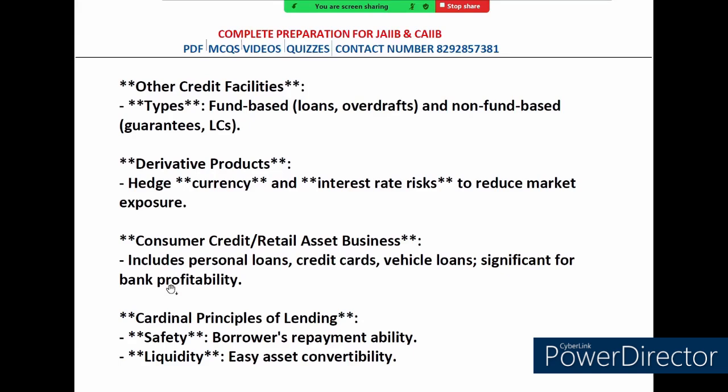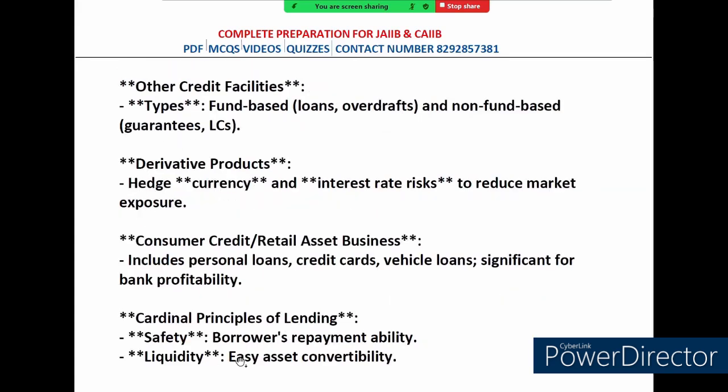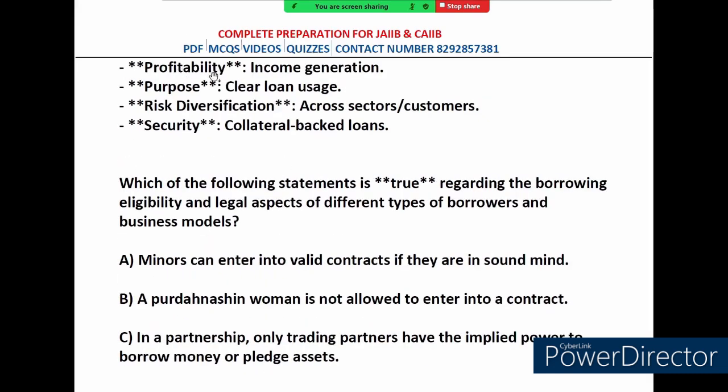If we talk about the cardinal principles of lending, we have safety, liquidity, profitability, purpose, risk diversification and security. Safety ensures that the borrower can repay the loan. Liquidity ensures that the assets should be convertible to cash. Profitability means the loan should generate income. Purpose means clear understanding of how the loan will be used. Risk diversification means spreading the risk across different sectors. Security means the loan should be secured.